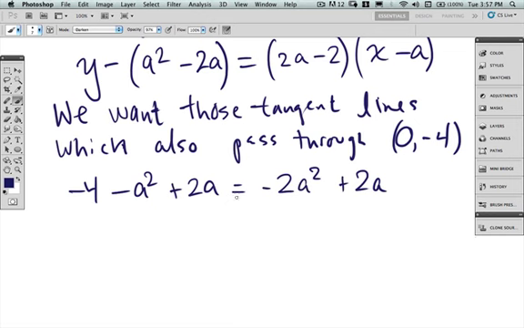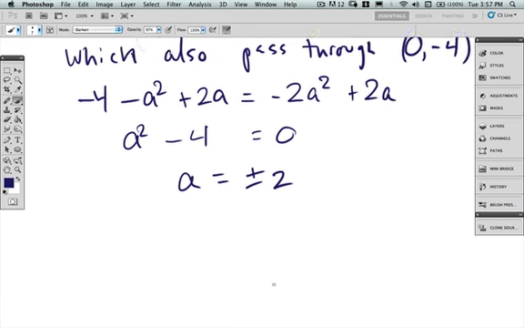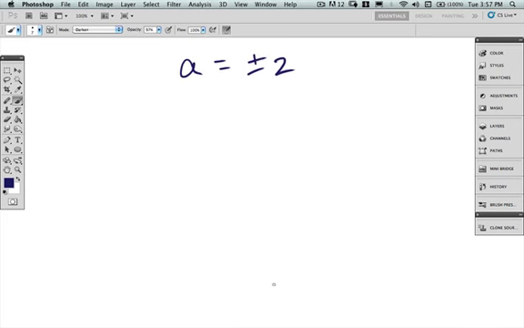If I add 2a squared to this side, I would have a squared over here. The 2a's cancel out. I'll have a squared minus 4 equals 0. And from that we see that a equals plus or minus 2. Now what this means is that a equals plus or minus 2, if you recall from the beginning when we looked at the graph, those are the x values of the points of tangency on this curve.